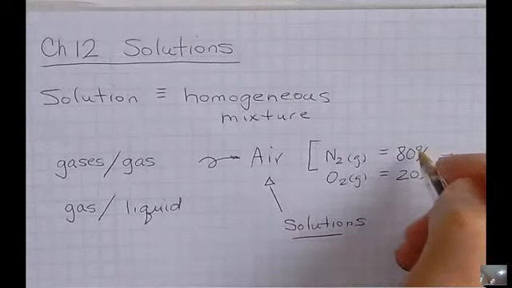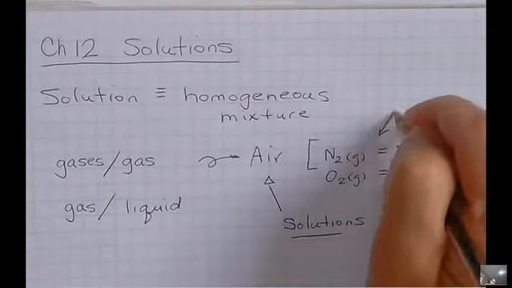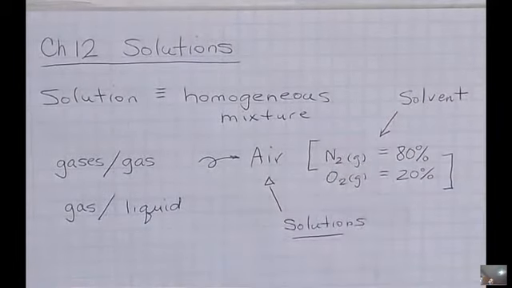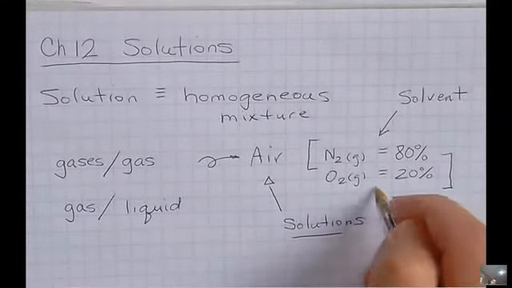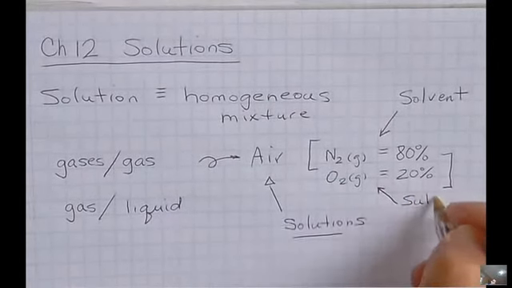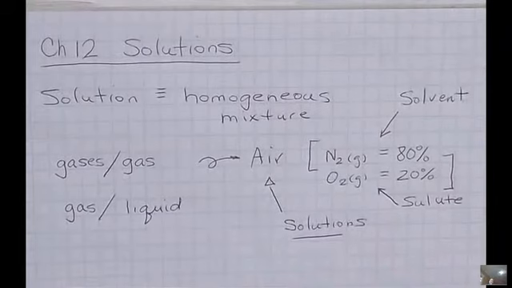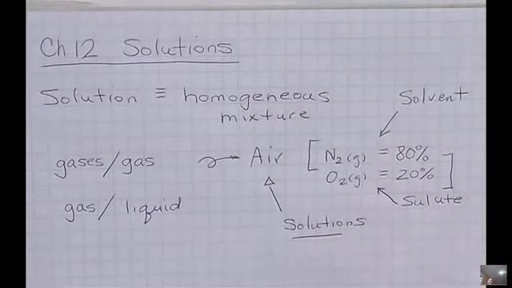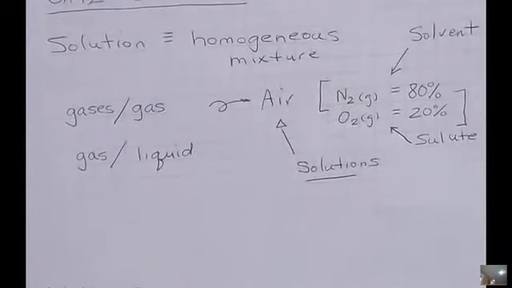The one that's in the higher quantity, we call the solvent. So we're asking, since oxygen is in the lower quantity, what do we call the one in the lower quantity? We call it the solute. So sometimes we can ask, how much solute can we put in the solvent, and what would be the concentration of the solution?